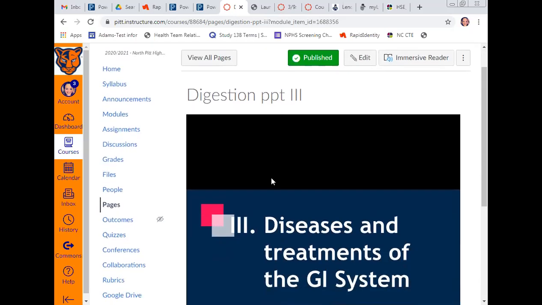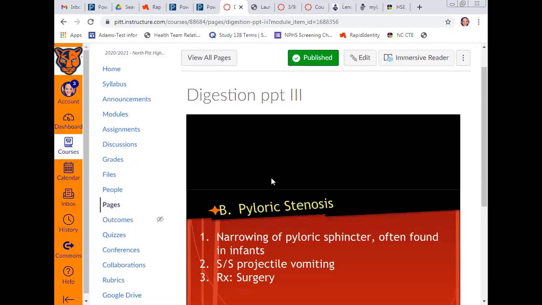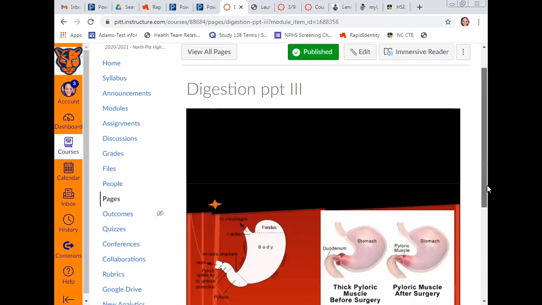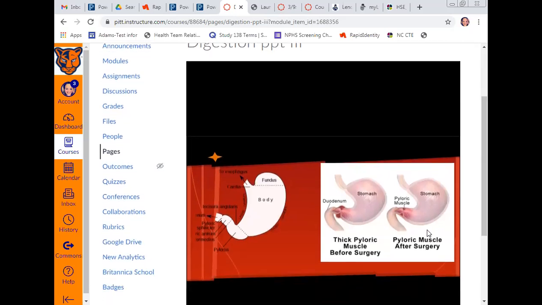Briefly covering what we covered on Friday, we have pyloric stenosis. Pyloric stenosis is pretty common in infants, that's the age group most commonly affected. It's something that they're born with. The symptom of this would be projectile vomiting. Remember, projectile vomiting is not just a little bit of spit up. Projectile is forceful vomiting, because the way the stomach has narrowed at the bottom, the food has nowhere else to go, so the body sends it back up through the entrance to the digestive system. The treatment for this would be surgery.